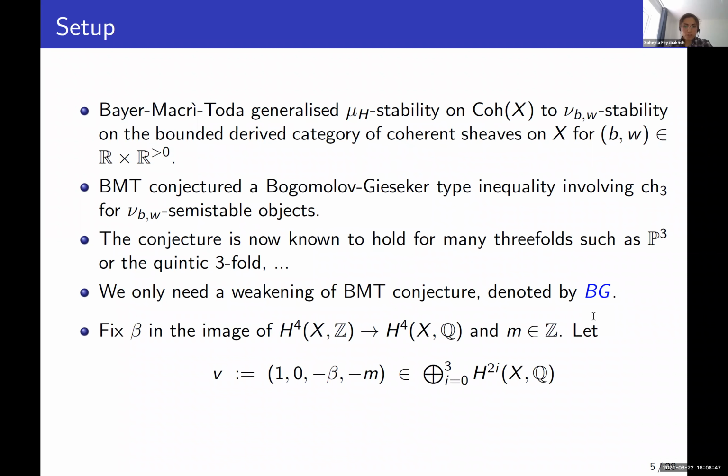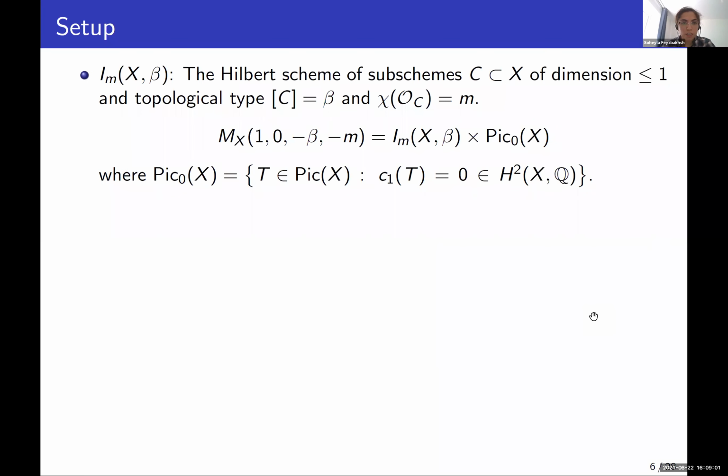So start with the class beta in the image of the fourth rational cohomology and an integer M, and take the Chern character (1, 0, -beta, -M). Then we first consider the Hilbert scheme of subschemes C inside X of dimension 1 with topological type beta and M. So the moduli space of slope semi-stable sheaves of Chern character v = (1, 0, -beta, -M) is just the product of this Hilbert scheme with Pic^0 of X, which is the space of all line bundles with torsion c1.